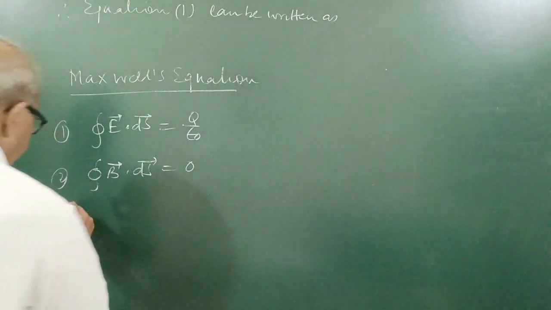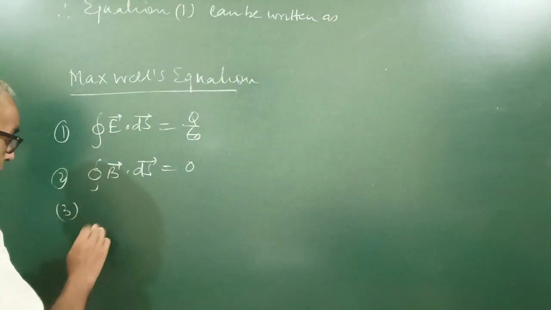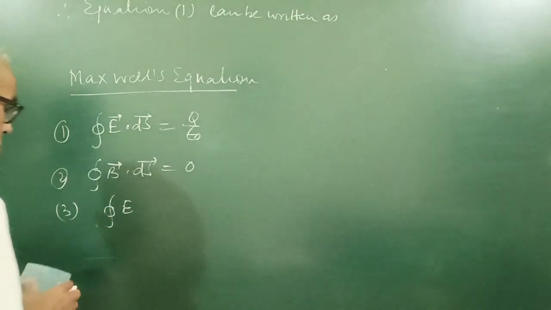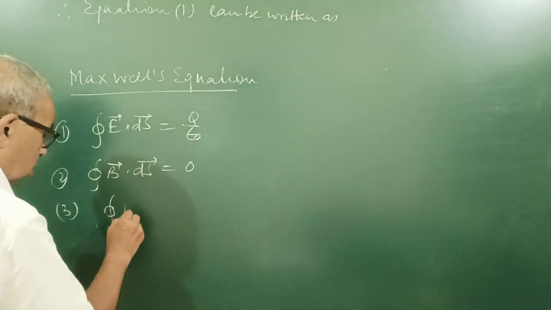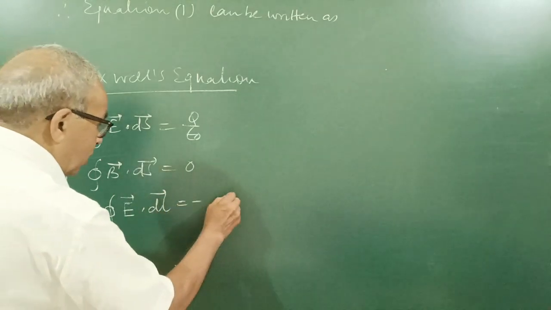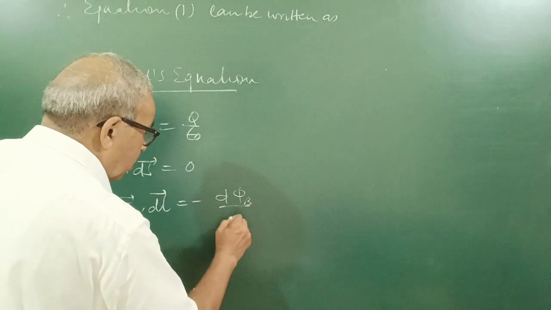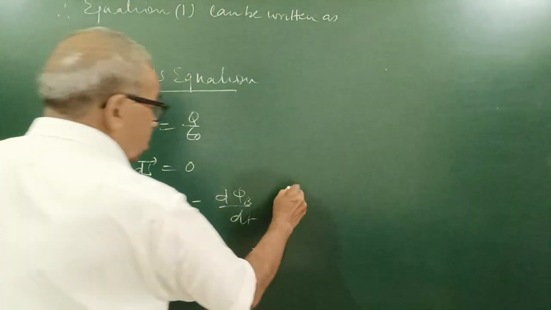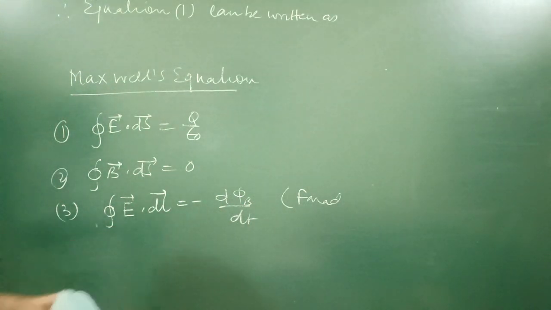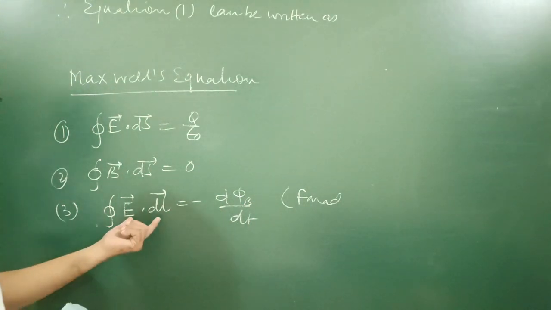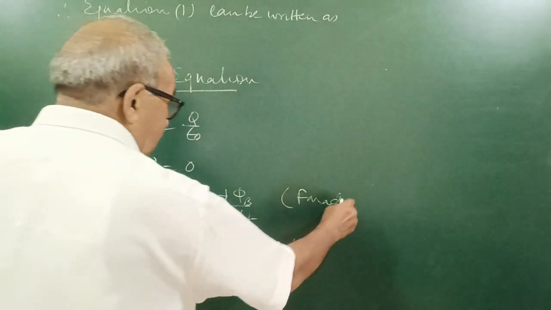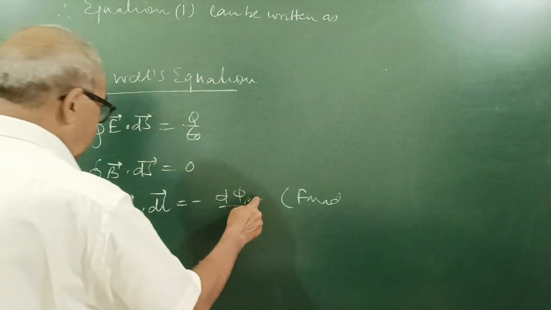Third is the line integral of the electric field equal to minus d phi B over dt. This is Faraday's law, which was asked in Faraday's chapter. Faraday's d phi over dt induces EMF, potential difference, and potential difference divided by distance gives electric field. So electric field times distance equals EMF. This equation tells us that a varying magnetic field produces an electric field.